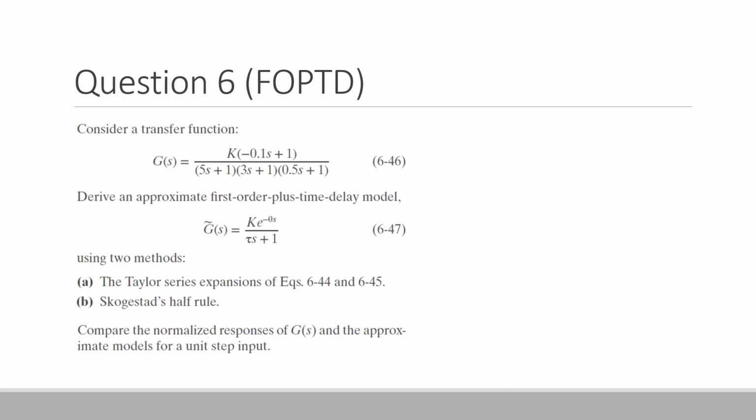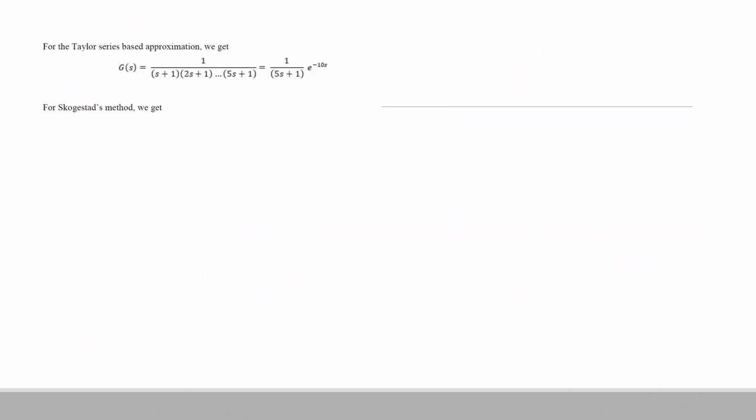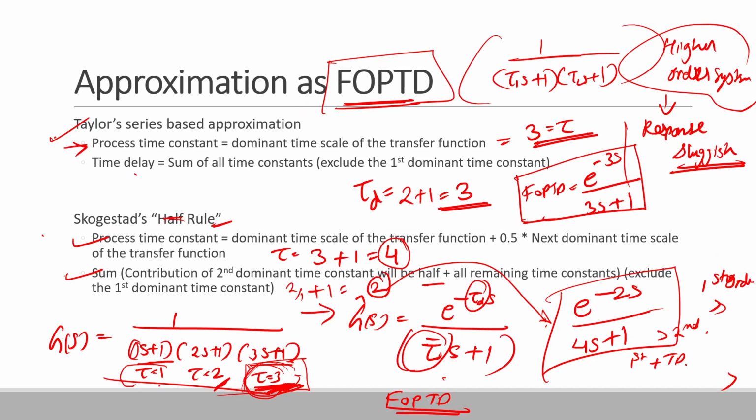So if you just want to go through both of these rules, I'll just repeat it again. So in the Taylor series approximation, the process time constant is the dominant time scale, that is the largest time constant, and the time delay will become the sum of all the time constants, but we have to remove the largest time constant. Similarly, everything remains same in the half rule method, just that we have to add the half of the second dominant time constant in both of this process time constant also, as well as the time delay also.